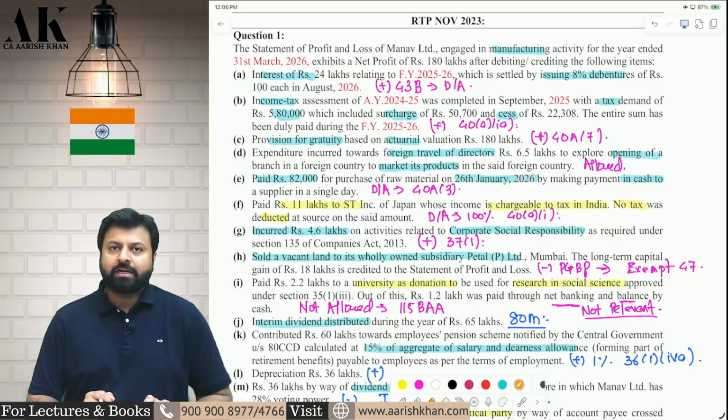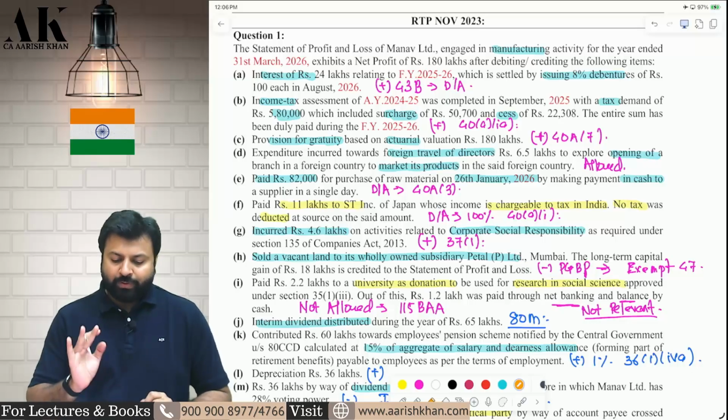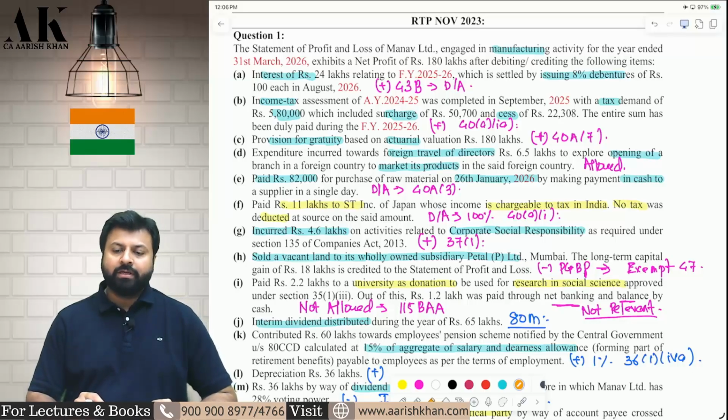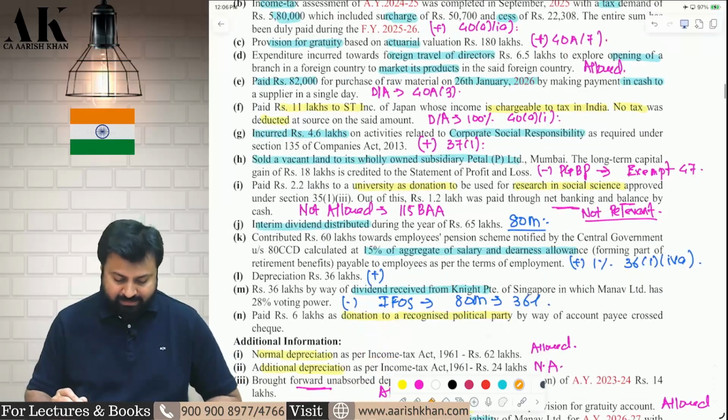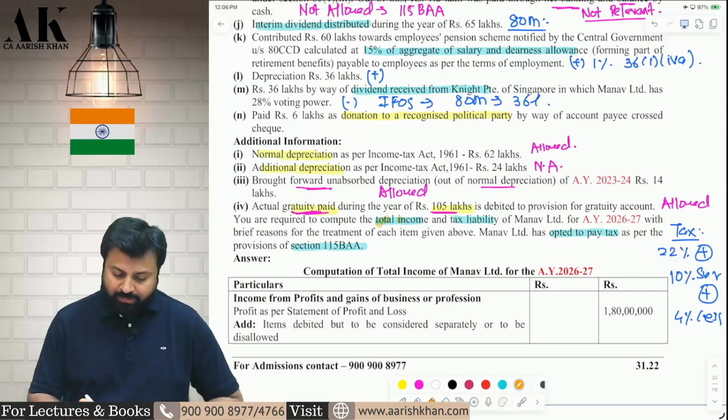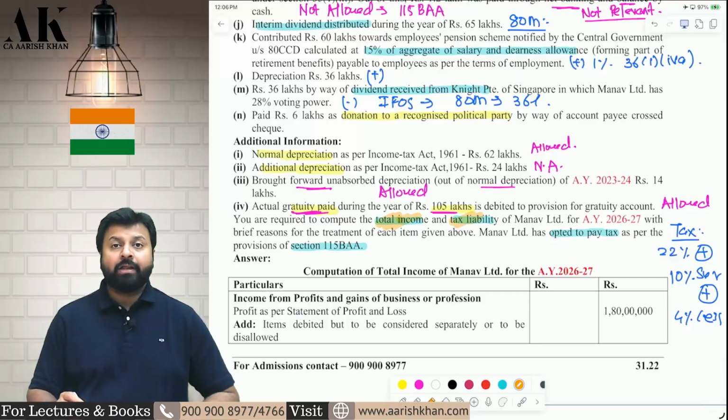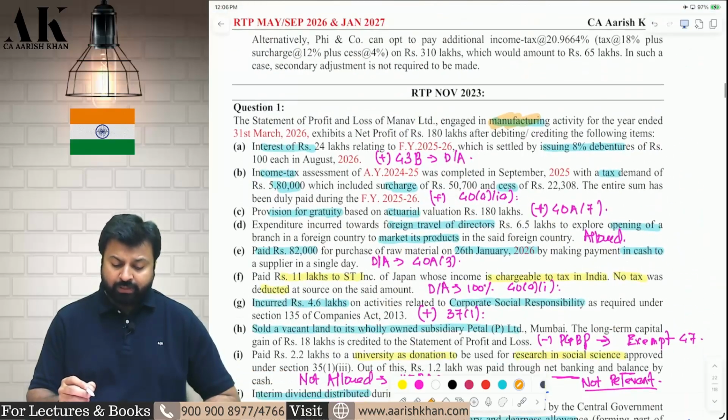So let's go ahead with the next RTP, that is RTP November 2023. Very first question again over here is on total income only. Assessee is engaged in manufacturing. Let's read the last line first of all. You are supposed to compute total income and tax liability of Mr. Manav Limited, which has opted for 115BAA. So accordingly, you need to answer.